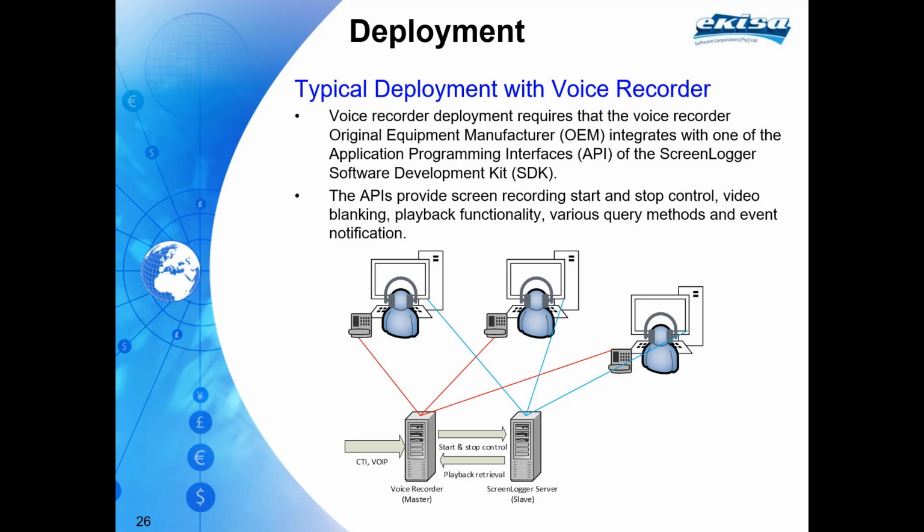At the bottom of the diagram, you can see that the voice recorder is effectively the master and the ScreenLogger is the slave. The voice recorder knows when voice calls are made to or from agents and therefore controls both voice recording and associated screen recording at the same time. Synchronized voice and screen playback is typically also controlled by the voice recording software suite.